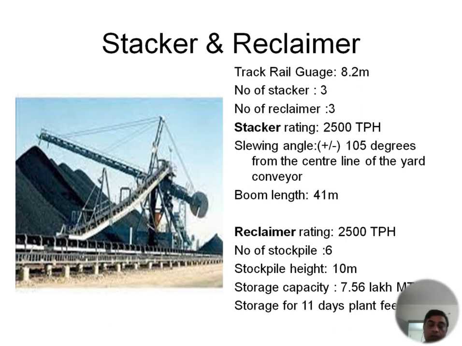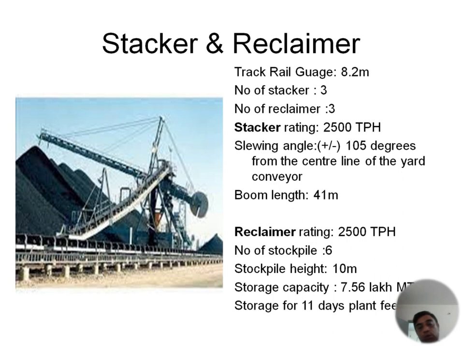After crushing the coal, this coal has to be stored at a certain location. Normally it is stored at the stockpiles. So there is a machine called a stacker which is used for stacking the coal in the stockpile. In Yadadri thermal power plant, we have 3 stackers and 3 reclaimers. Rating of stacker is around 2500 TPH here. There is a boom in the stacker which can move 105 degrees from the center line of the yard conveyor in both the directions. The boom length is approximately 41 meters. So this stacker will basically stock the coal at a height of approximately 10 meters.